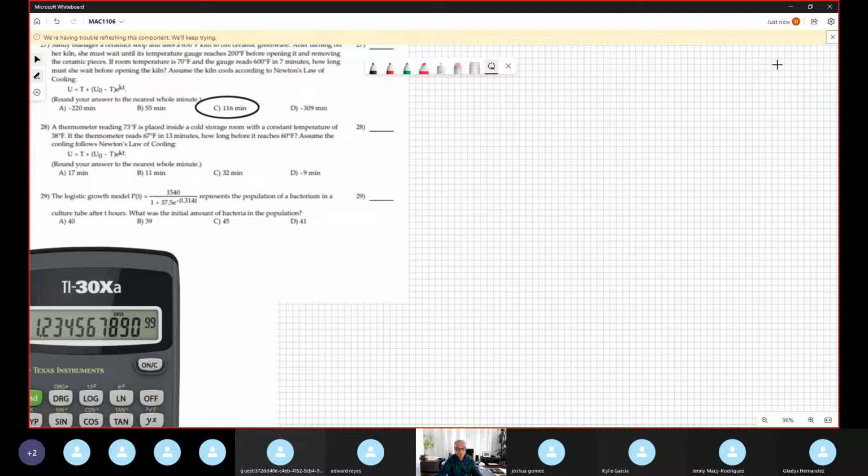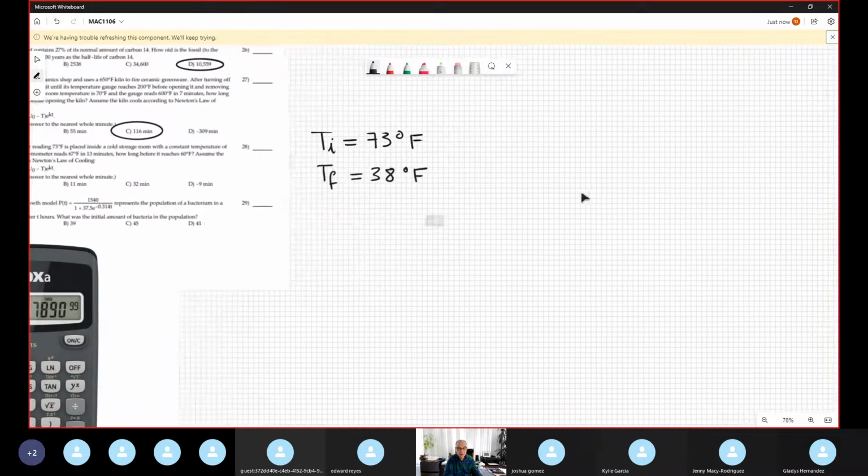I suppose. Initial, 73. It is placed inside the cool storage room with the constant temperature of 38. This is the final. It is obvious that my process, I am doing graphically to understand the physics behind this.